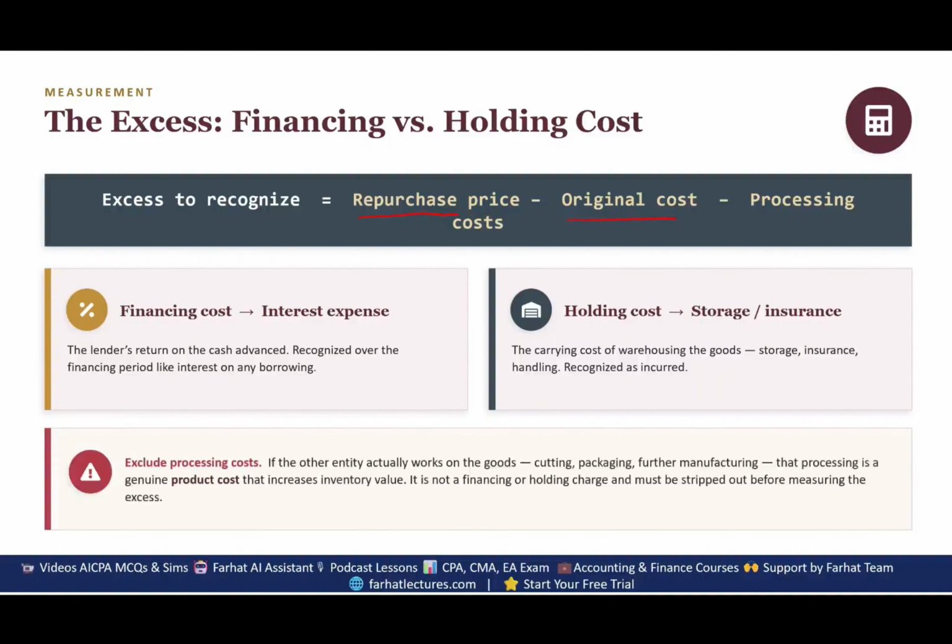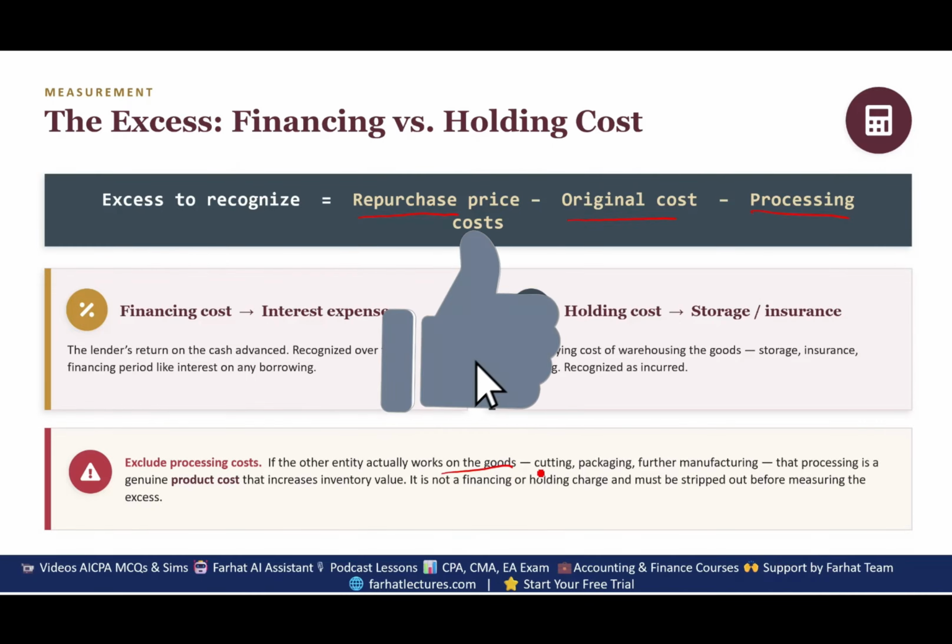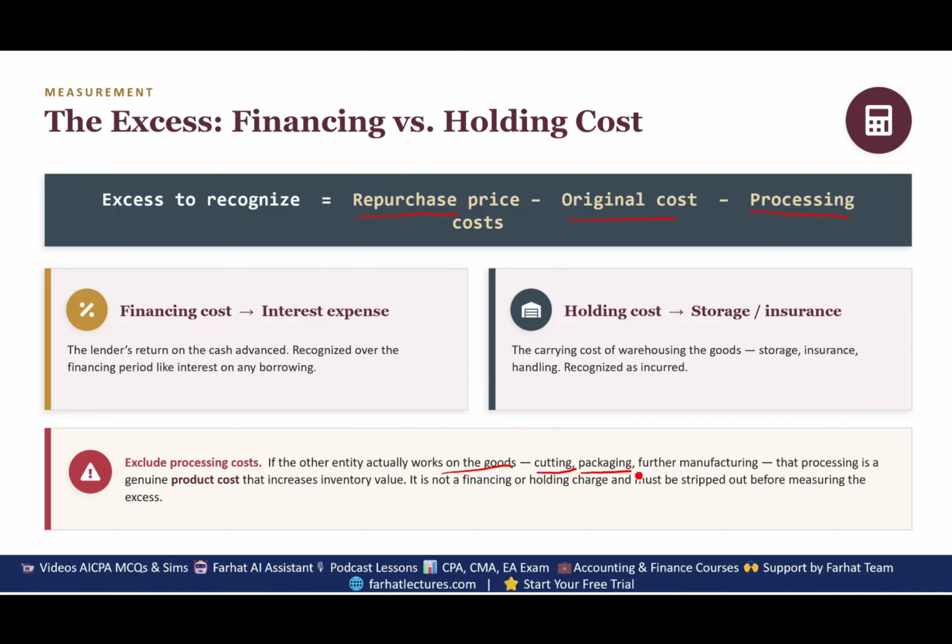Now remember what we did. We excluded the processing cost, because if the other party actually worked on the goods that you handed to them, whatever they did with them, some cutting, packaging, further manufacturing, that processing cost is a genuine product cost, an inventory cost that increases the value. It's not a financing or a holding charge and must be stripped out before measuring the excess, and that's why we deduct it. Therefore, the excess will be split between financing and holding cost.